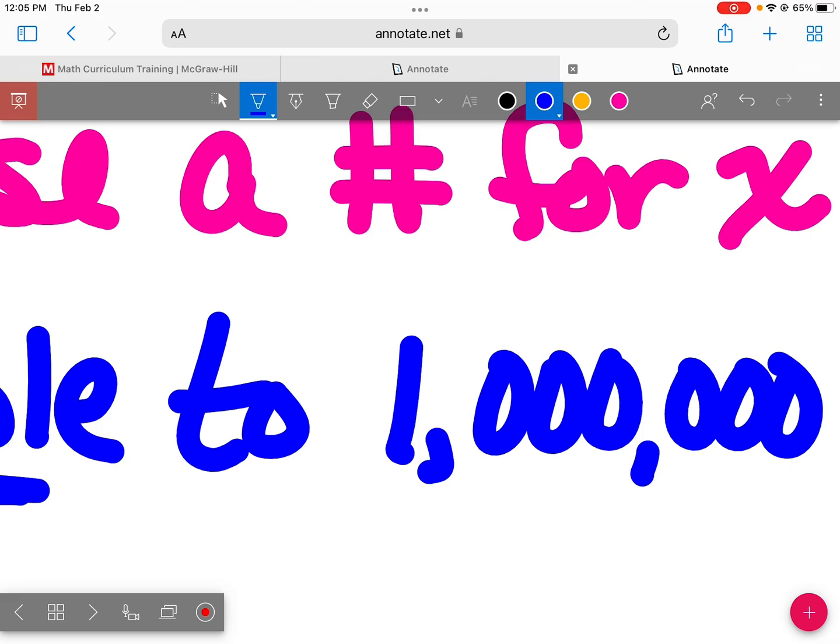30.17. Can we get closer? 35 is going to be too big. Can we get closer than 30.17? 34. Still too big, because 30 was too small and 31 was too big. Okay, so we're trying numbers in between 30 and 31.